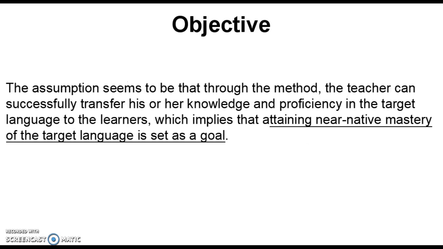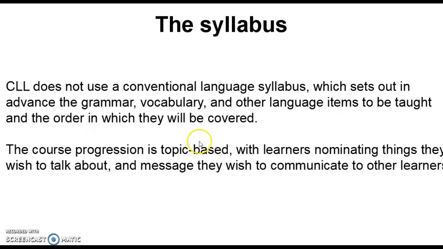The objective of CLL is that the teacher can successfully transfer his or her knowledge and proficiency in the target language to the learners, which implies that attaining near native mastery of the target language is set as a goal. So a goal is an objective.